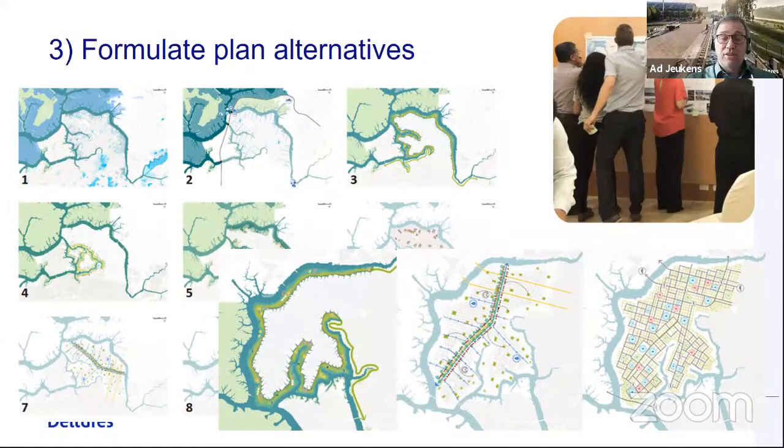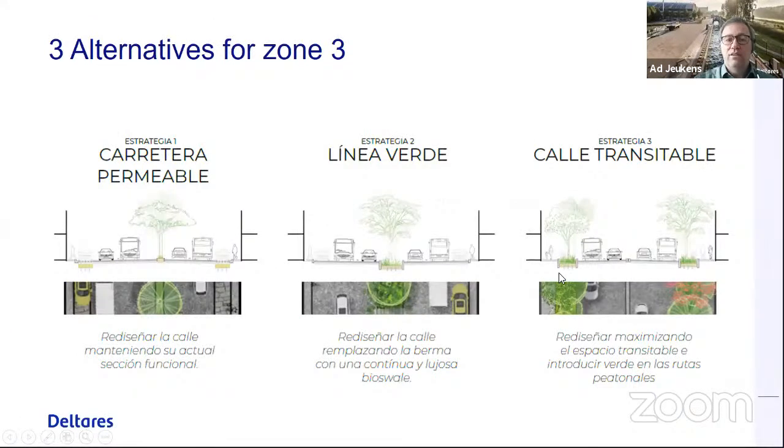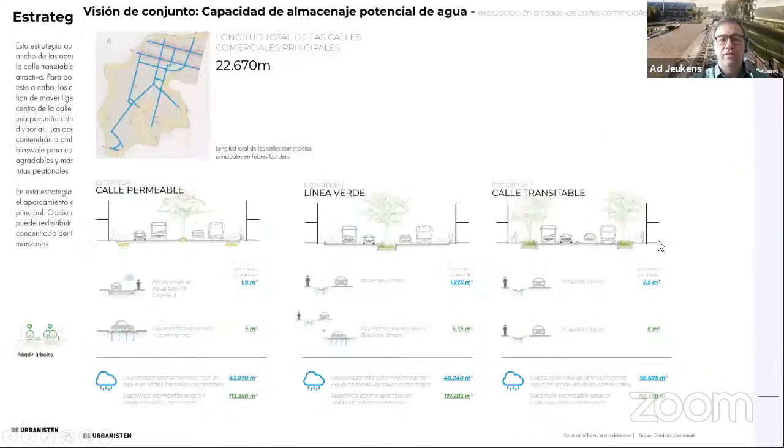So then the designers also came in, and we presented 9 different design alternatives to the stakeholders, from which 3 grand designs were picked and then implemented in the 3 different zones. So this is the plan for the coastal zone, this is the plan for the commercial zone, and for this zone we also presented 3 different alternatives, from simple to more complex, but also with more benefits.